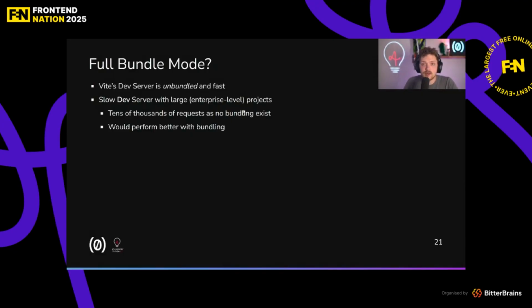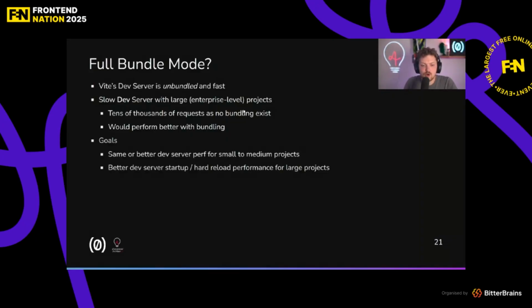Now we don't want to go back to the half a minute Webpack, but that's also why we have Rolldown. It's really, really fast. So the goal for the full bundle mode is to say, okay, let's bundle the dev server again with Rolldown and have ideally the same or better dev server performance than it is right now for small to medium projects. And of course, a way better dev server startup time, hard reload time, and performance for large projects. So we want a best of both worlds, so to say.